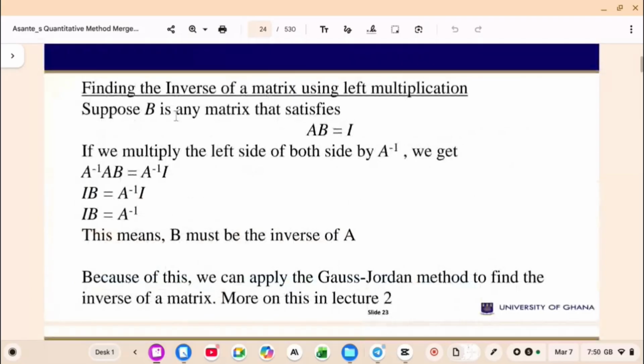Okay, so they said suppose B is any matrix that satisfies AB is equal to I. That's A multiplying B is equal to an identity element. So they go ahead and say if you multiply the left side of both sides by A inverse, we get A inverse multiplying AB is equal to A inverse multiplying A. So they are just multiplying both sides by the inverse of A. And then we are saying that when A multiplies its inverse, you get I. That's the identity element. That's what I showed there.